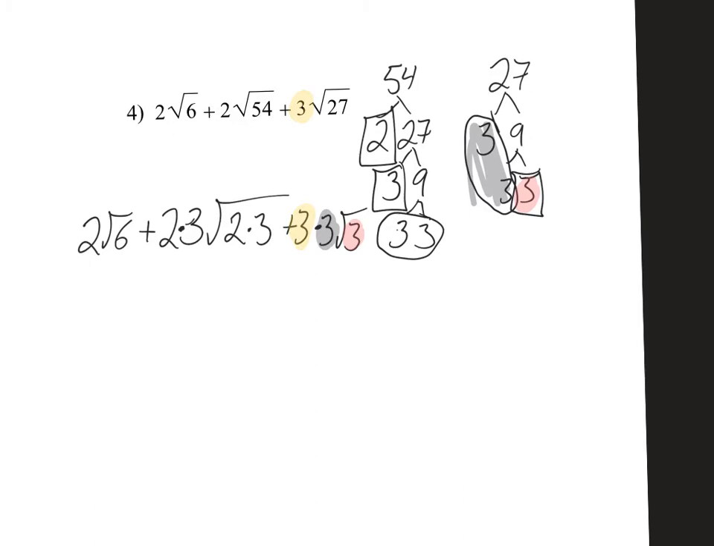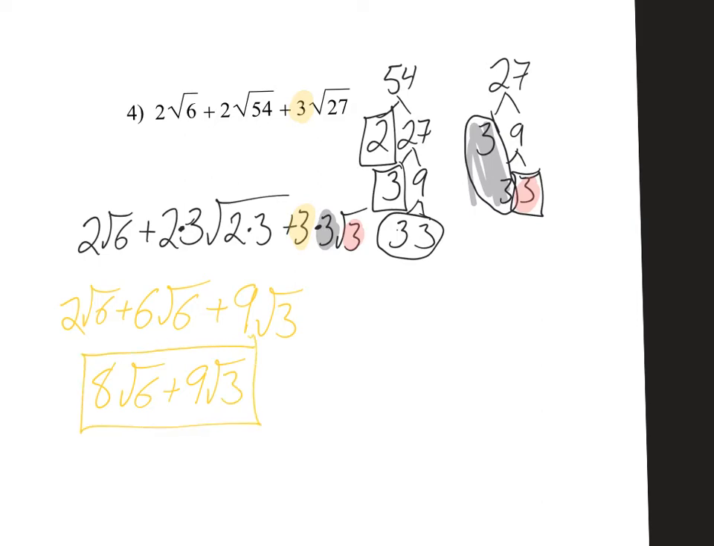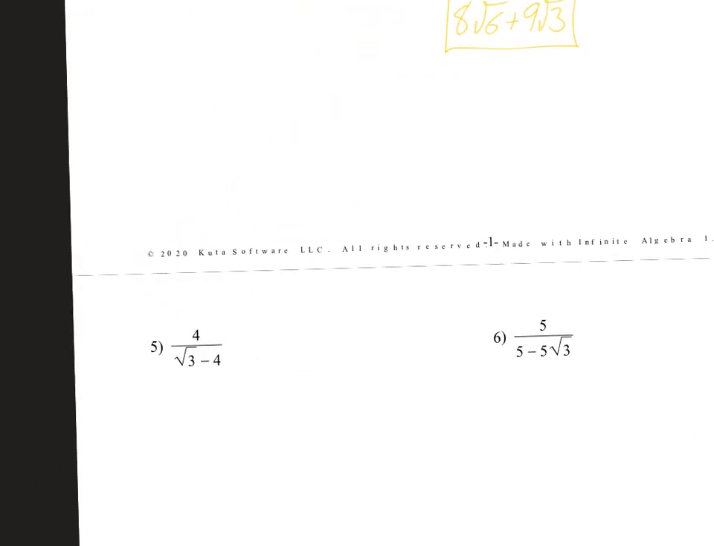Okay, so what can I actually put together? Well, let's just simplify this a little bit. So we have 2 radical 6 plus 2 times 3 is 6 radical 6 plus 3 times 3 is 9 radical 3. So that tells me that I'm going to have, well, I can put together the 2 radical 6's. So 2 plus 6 is 8 radical 6 plus 9 radical 3. That is what we were looking for.